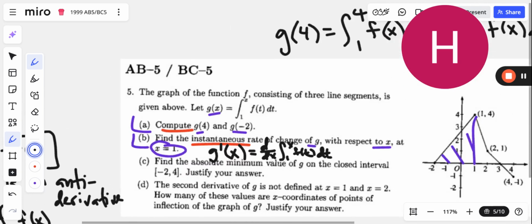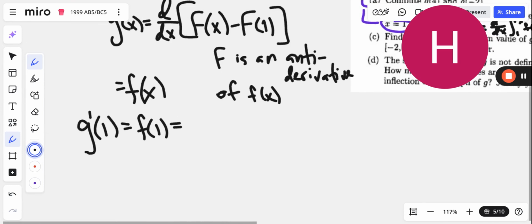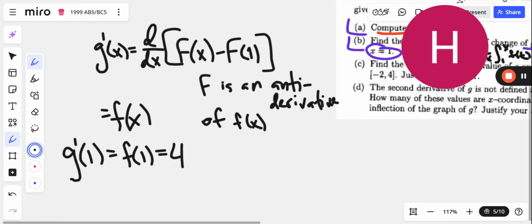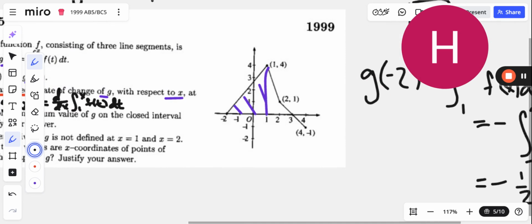And we can just look at the graph for that. We have that value of 4. Very simple. So at that moment, x equals 1, the area underneath the curve is changing at that moment by 4, because if we were to make a rectangle at that height, we'd be adding an area of 4.